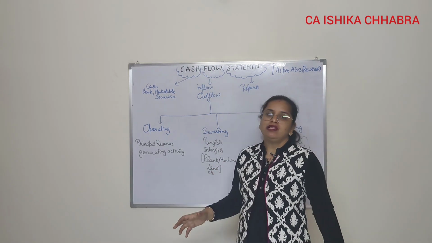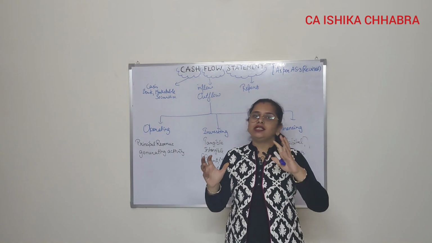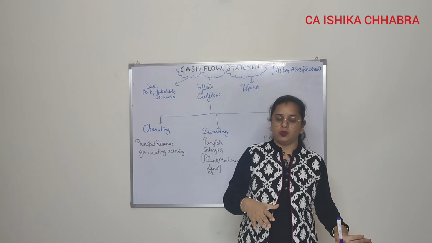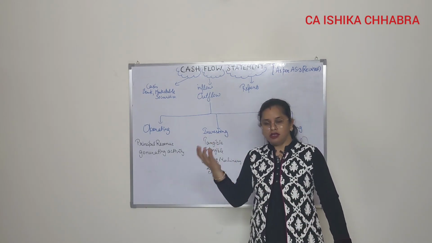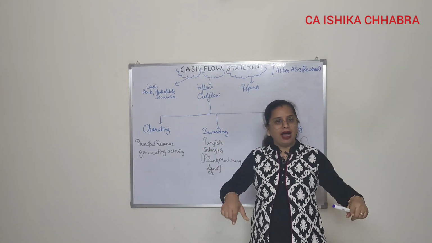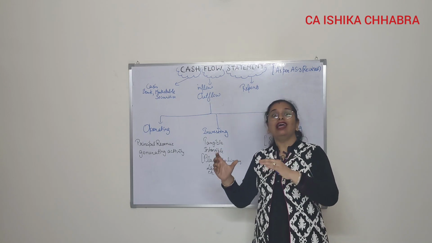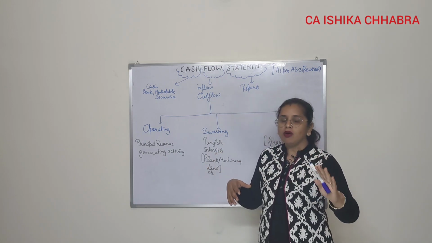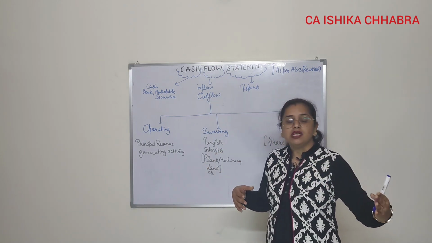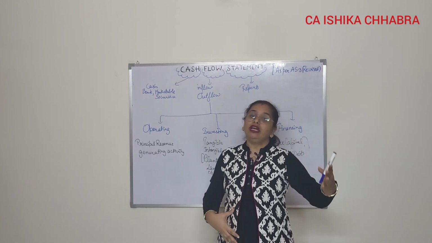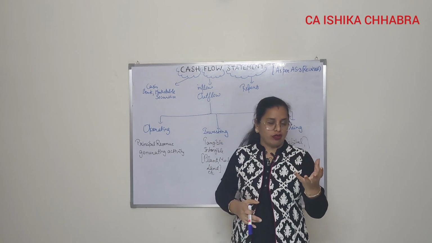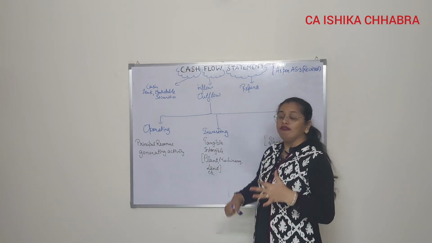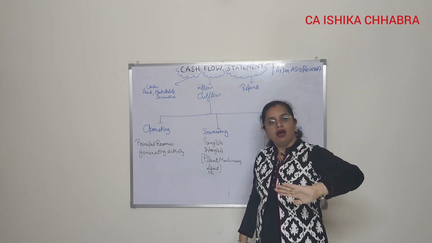Cash flow statement basically, as you can understand from its nomenclature as well, like cash. What is cash? Cash means what is in your hand, what is at the bank, like checks which you have not deposited, or marketable securities which are held as trade investment for 3 months. So these all are kind of cash. Okay, then what is flow? Flow means inflow and outflow.